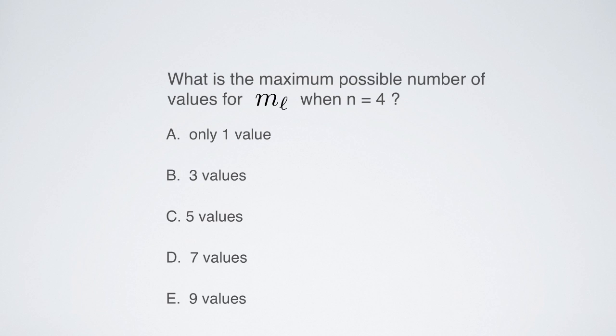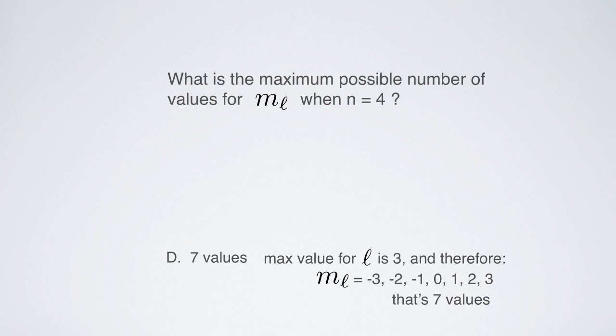So here's a quick quiz. What's the maximum possible number of values of m sub L when n is equal to 4? How many possible values of m sub L can we have for n equals 4? You can pause it and think about it a little bit, because in about 3 seconds I'm going to give you the answer. 1, 2, 3.